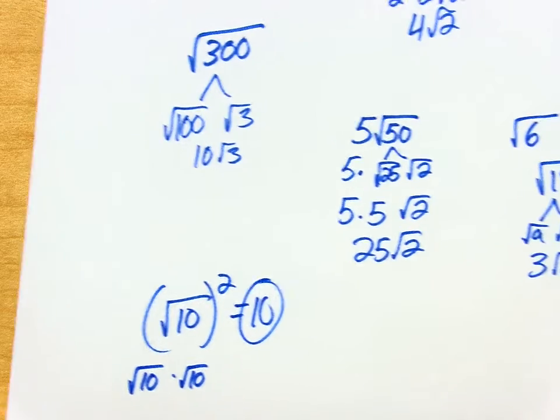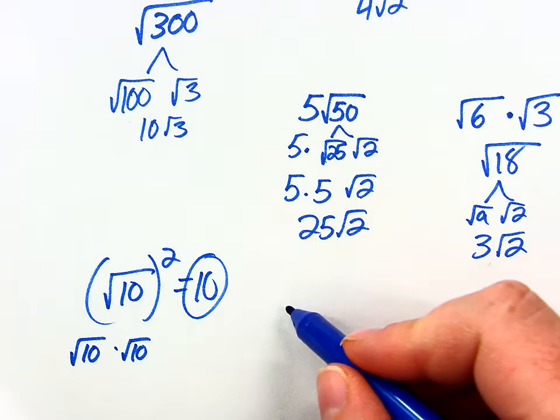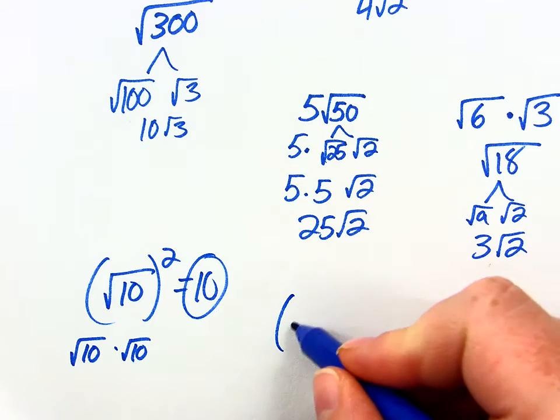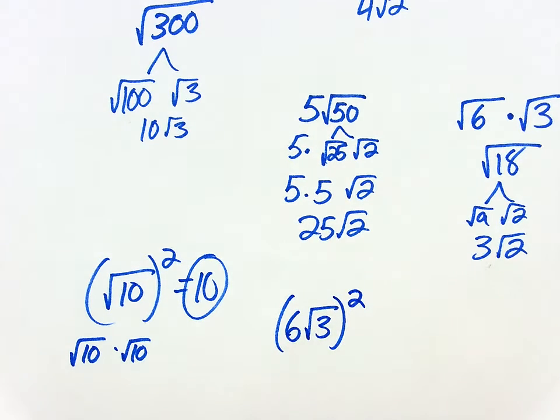But be careful when I have something like this. What if I had 6 root 3 and I squared it? Everybody do this one out for me, please. Give this one a try. 6 root 3 and you square the whole thing. Don't say your answer out loud. Just write it down. See what you end up with.